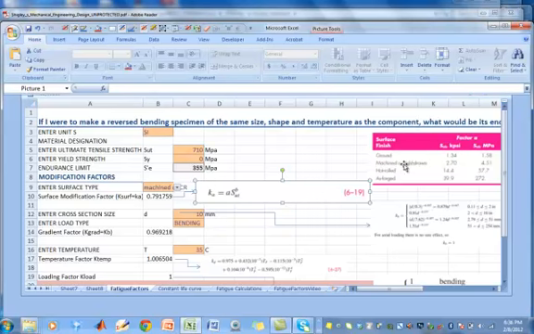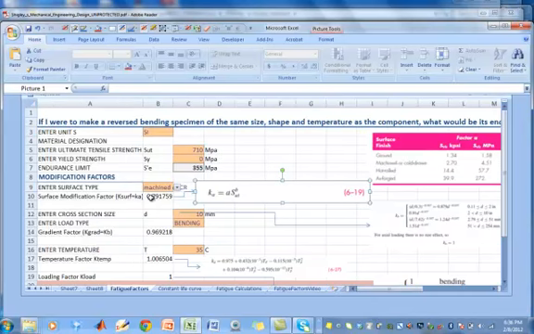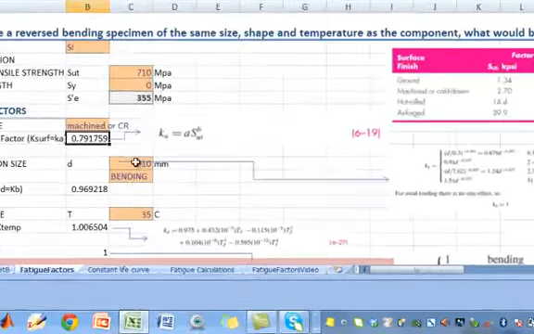So you can look up machined and cold drawn. A is 4.51 and B is minus 2.65. I mean, don't ask me where I got it. There's some bizarre stuff where thousands of tests were done and they compared it. Okay. So what happens is I immediately get K surface for this is 0.79. Can you see? It's only 79, 80% of the original load. Very good.